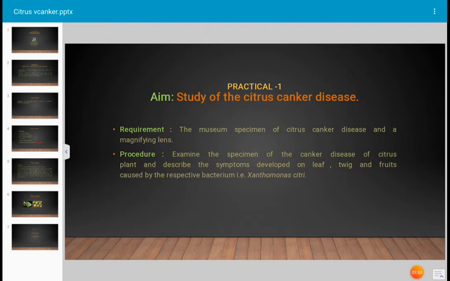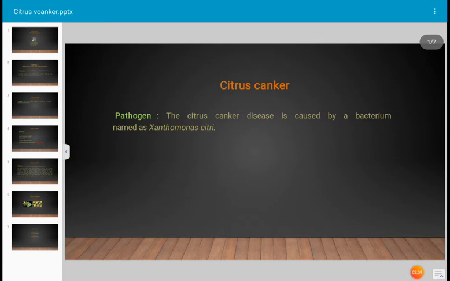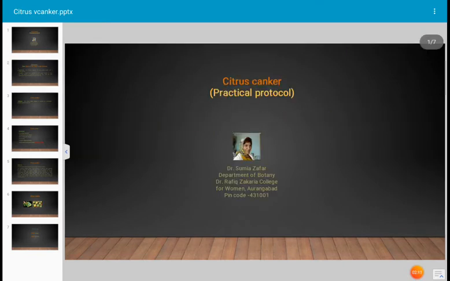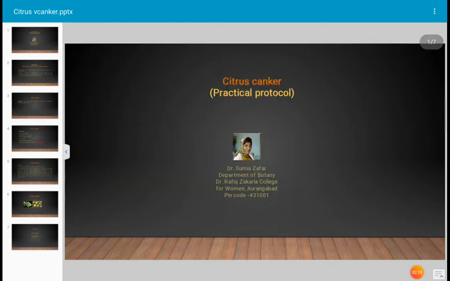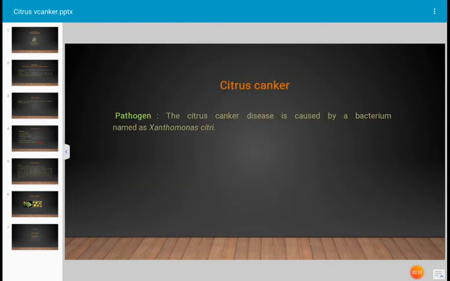This type of practical is there in our syllabus, and when you observe the specimen, you keenly observe the specimen and note the details. Okay. Next. Let us see the classification.